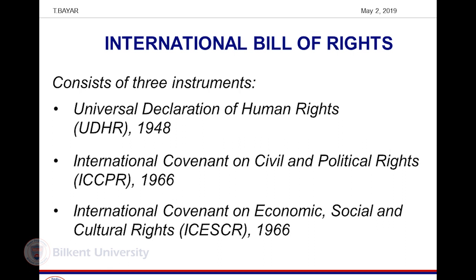International human rights law is based upon numerous diverse conventions and treaties and so on, but it is majorly based upon the Bill of Rights. The Bill of Rights is composed of three different documents. The first one is, you're quite familiar with this one, the Universal Declaration of Human Rights.